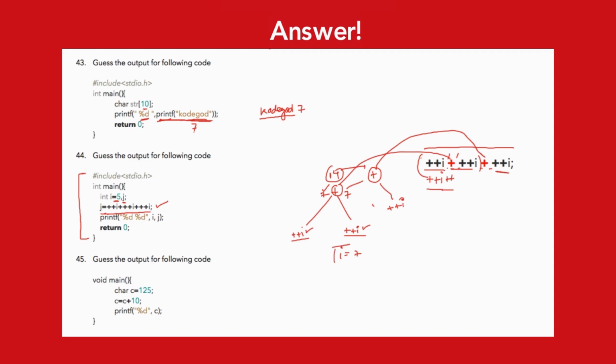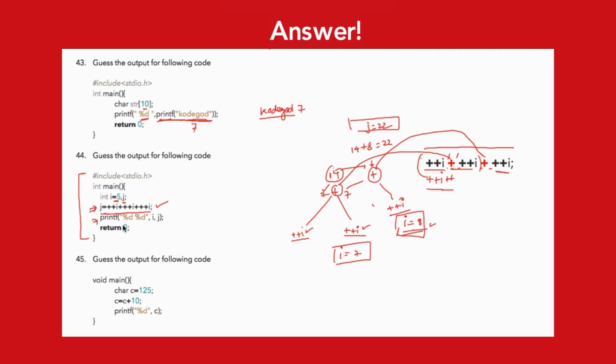Again, because i was incremented to 7 in the first step, here i will become 8. So for this plus operator, the output would be 14 plus 8, which is equal to 22. And this 22 will be stored into j. Now we know that i was finally incremented to 8. So j is equal to 22, i is equal to 8.